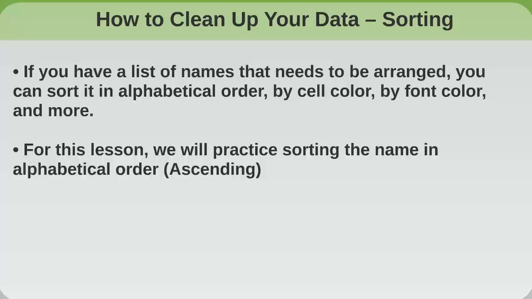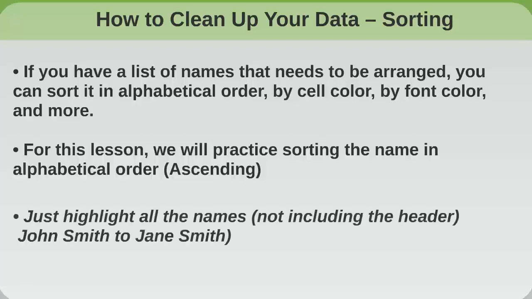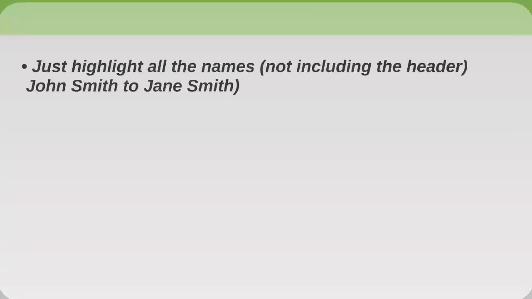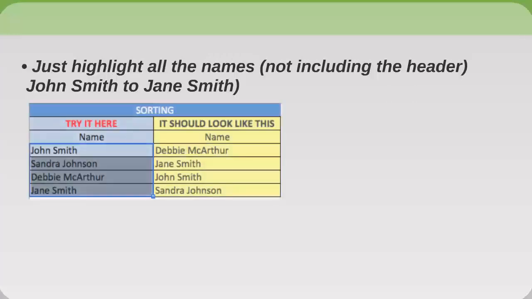Now, for this lesson, we're going to be practicing sorting the names in alphabetical order, in ascending order. So we're going to highlight all the names, not including the header, John Smith to Jane Smith. All of this is going to make a lot more sense in just a minute when I actually show it to you in live action. So what I want you to do is highlight all the names, not including the header, John Smith to Jane Smith.